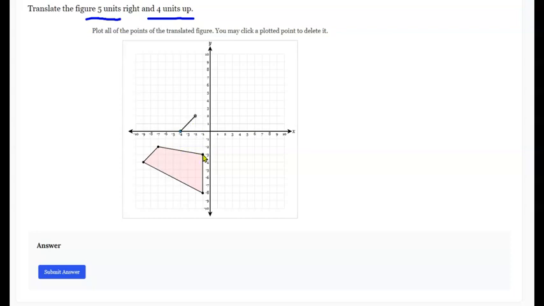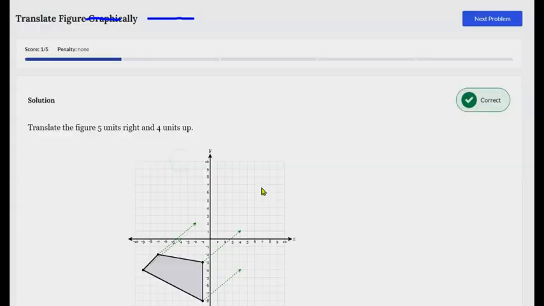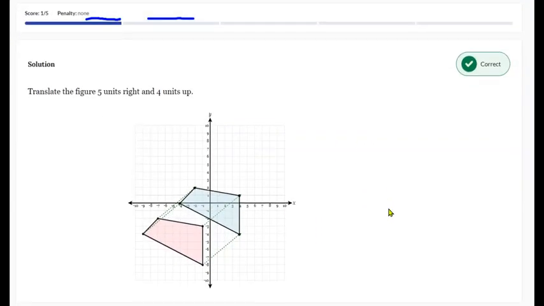Next point, start from the original. 1, 2, 3, 4, 5 units right, 1, 2, 3, 4 units up, and click. It's okay, I know the shape is not right, but that's because we haven't plotted our last point. 1, 2, 3, 4, 5. 1, 2, 3, 4. And there we go. The shape should look similar. And then we click submit. And we'll watch as it slides, and we are correct.